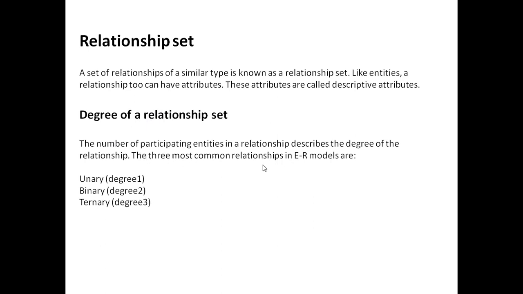So these are the three most common relationships in the ER data model. First is unary, that is degree 1. Second is binary, that is degree 2. And third is ternary, that is degree 3. The first is the unary relationship. This is also called a recursive relationship. It is a relationship between the instances of one entity type. For example, one person is married to only one person. This is a unary relationship: person married to person.